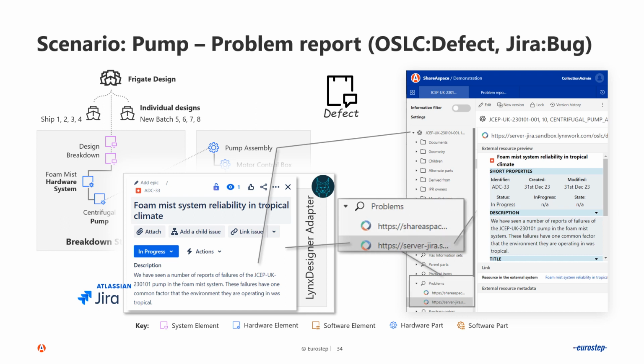As seen in the previous webinar, Jad showed creating an adapter for Jira using the Lynx Designer tool. We're going to be connecting to that adapter and using it to select a Jira bug. In OSLC, this is known as a defect, and in ShareSpace, it is a problem report. When selected, the external item problem report is created in ShareSpace that knows it's a representation of an OSLC defect from Jira, and the view is displayed using the OSLC preview instead of the normal problem report information view that you get in ShareSpace.